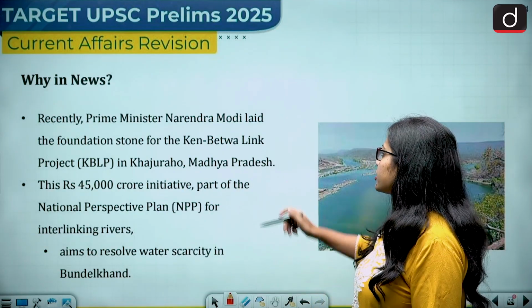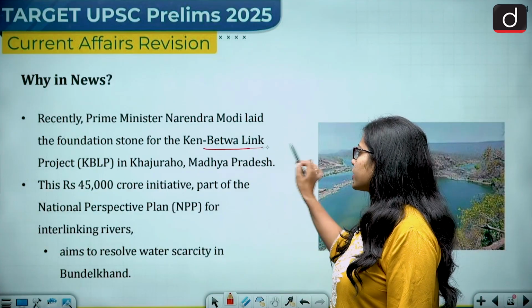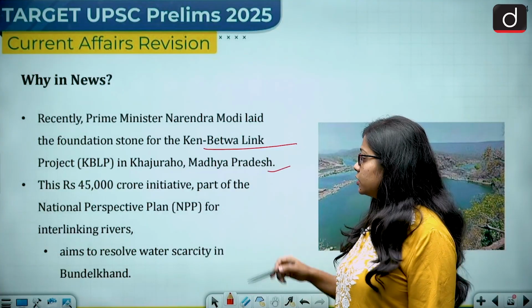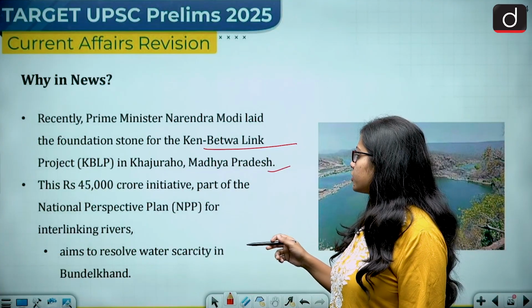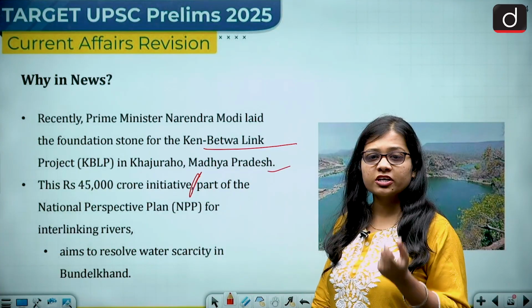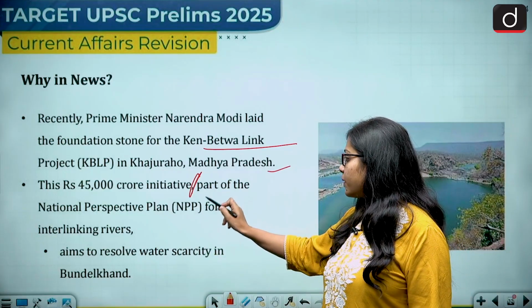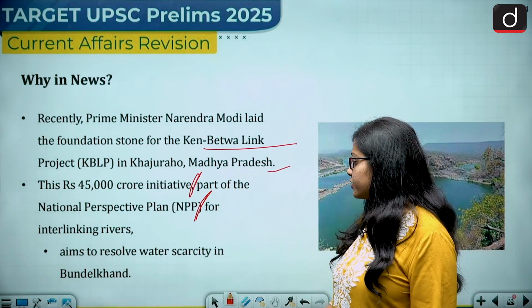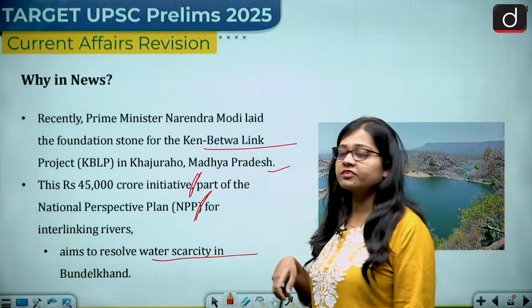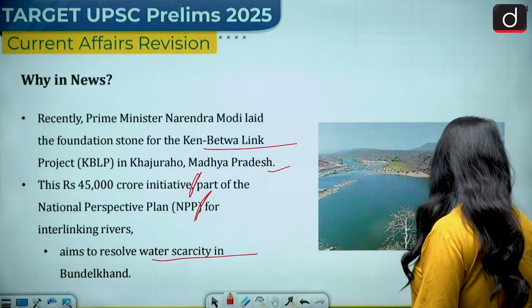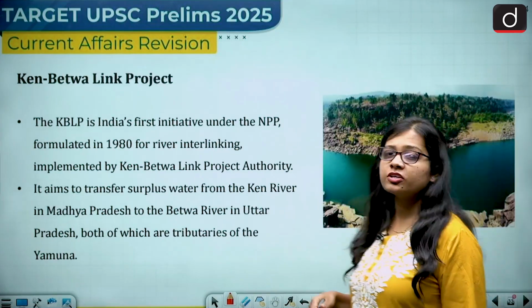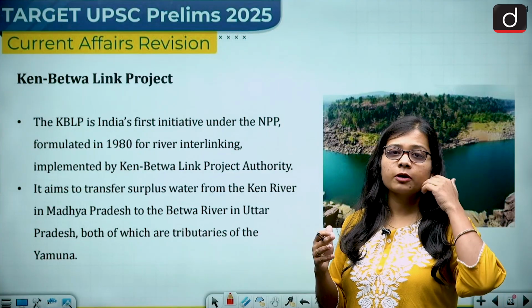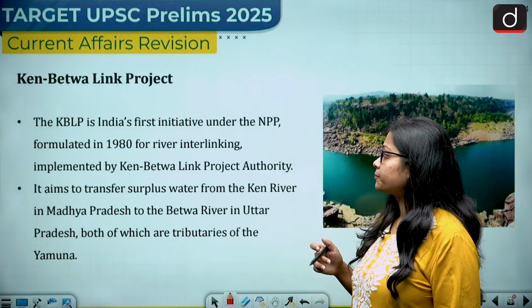So the Prime Minister Narendra Modi has laid the foundation stone for the Ken-Betwa link project in Khajuraho, Madhya Pradesh, a rupees 45,000 crore initiative, and this initiative is part of the National Perspective Plan for Interlinking of Rivers. The aim is to resolve the water scarcity in the Bundelkhand region, because the Bundelkhand region suffers from water scarcity and the irrigation or the farming becomes very difficult in that region.